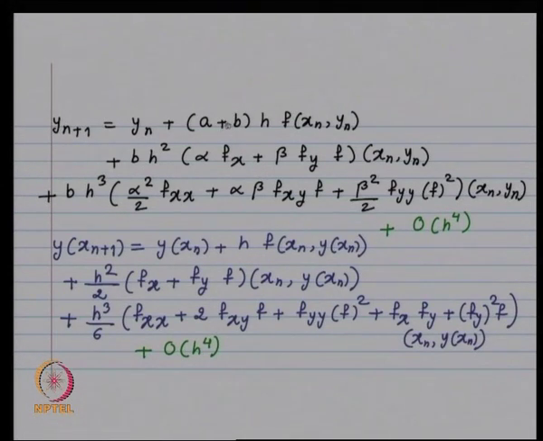So, in order to match the power of h, you need a plus b to be equal to 1. Here, you will need b alpha to be equal to 1 by 2, b beta also to be equal to 1 by 2, and so on. So, we have four constants to be determined. We will try to determine these constants, and we will show that in the Runge-Kutta method of order 2, the local discretization error is of the order of h cube. In Euler's method, it was h square.